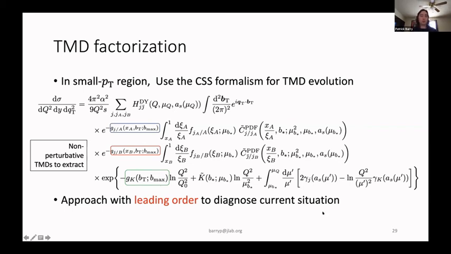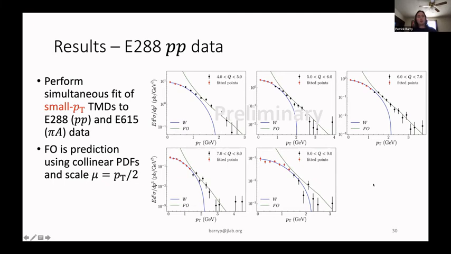So what we do here first is to approach with a leading order analysis for all these hard coefficients and diagnose what the current situation is. So in looking at the Pion data, this is Pion on a nuclear target. So we have to have some notion about what the nuclear TMD is. So we also look at the E288 proton platinum data, and we simultaneously fit the small PT TMDs to the E288 and the E615 data, where the E615 is the Pion data.